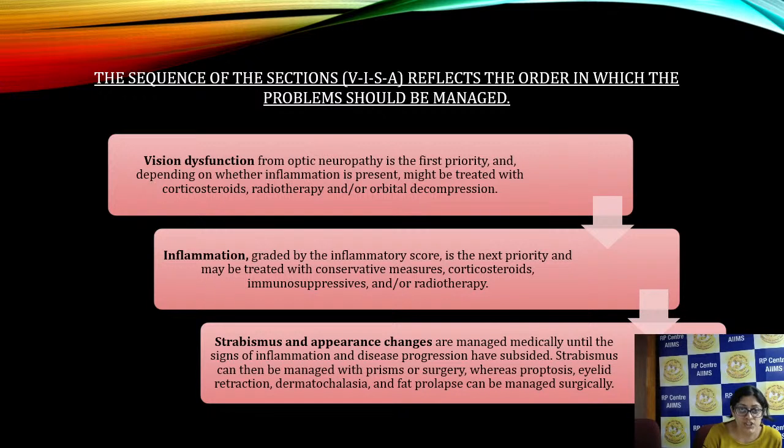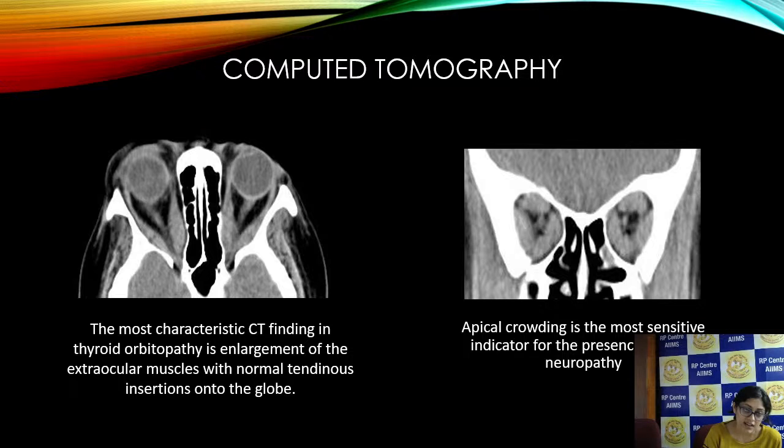First, we have to look at the vision dysfunction, and if it is present, it is to be treated as a priority and treated with corticosteroids or radiotherapy. Then we look at the inflammatory signs, and in the last, we look for strabismus and appearance changes, and that is why the mnemonic has been given as VISA.